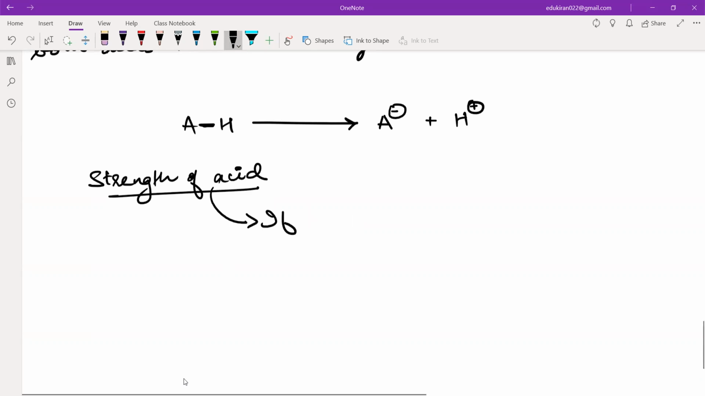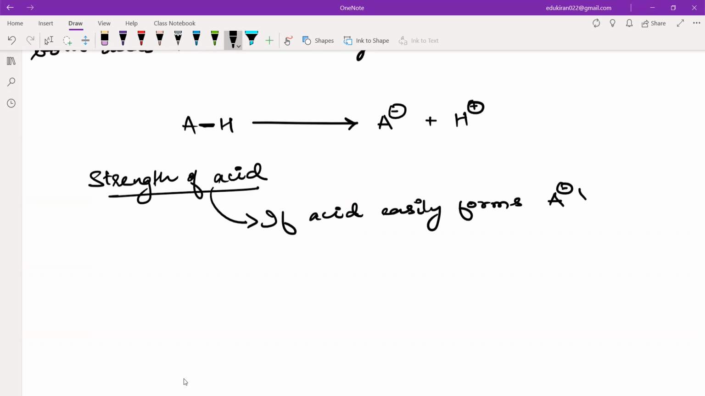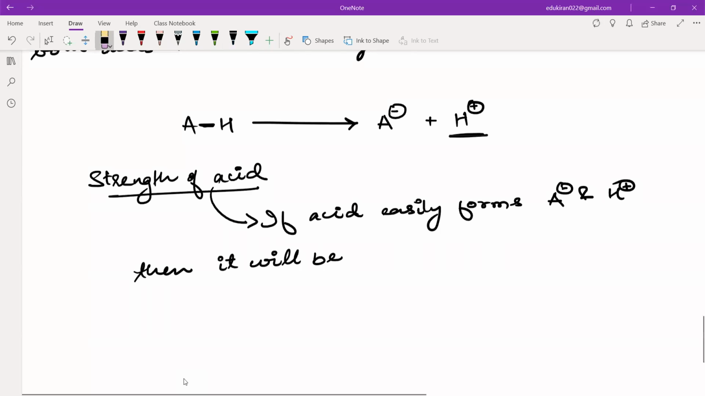Now, if the acid easily forms A negative and H positive, then it will be a strong acid or a weak acid? Tell me, what kind of acid will it be if it easily gives H plus? What do acids do? Give H plus. So if something gives H plus easily, then it will be a strong acid. Strong acid, right?